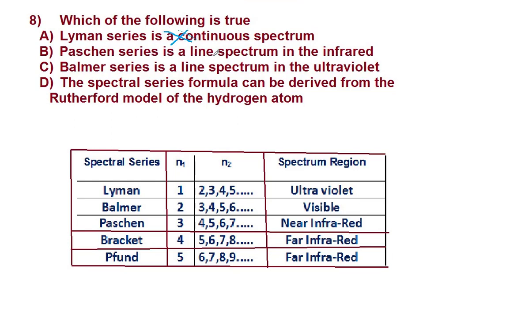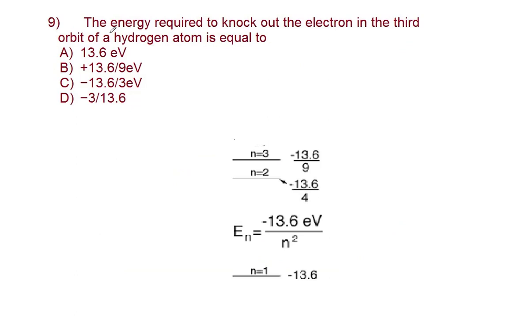Number 2, Paschen series is a line spectrum in the infrared. You can see from this diagram. So this option is correct. Next, Balmer series is a line spectrum, but it is in the visible region, so this is incorrect. Now number 4, the spectral series formula can be derived from the Rutherford model of hydrogen. It cannot be derived from that. It was derived from Bohr's postulates. From Bohr's postulates we can derive that formula, not from Rutherford's model. So option B is correct. Rest all are incorrect.